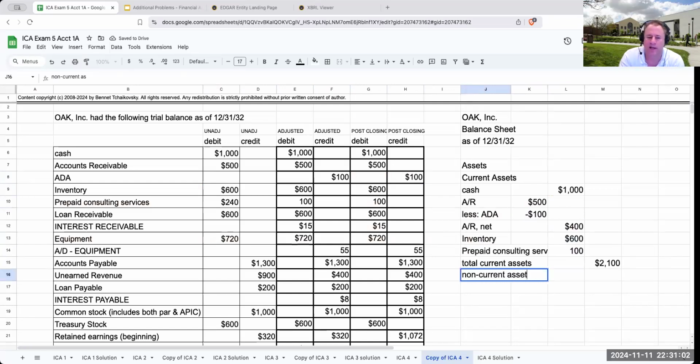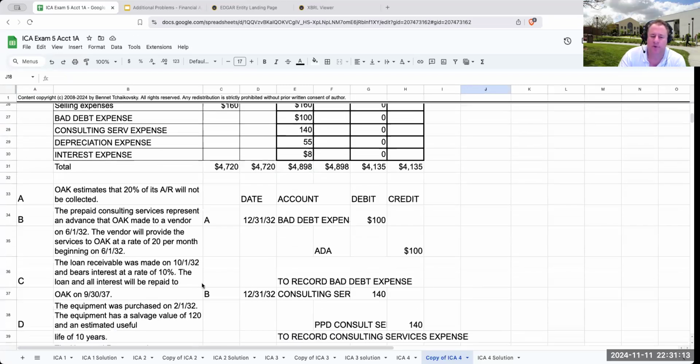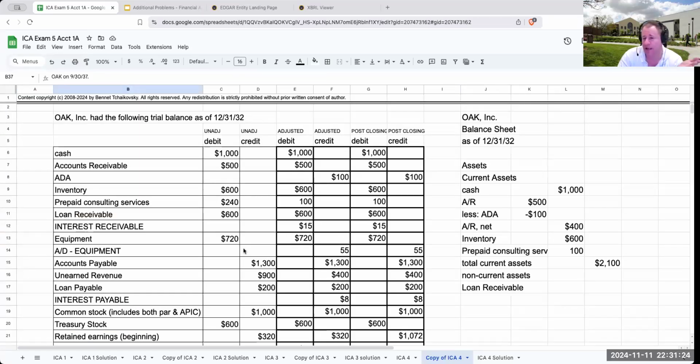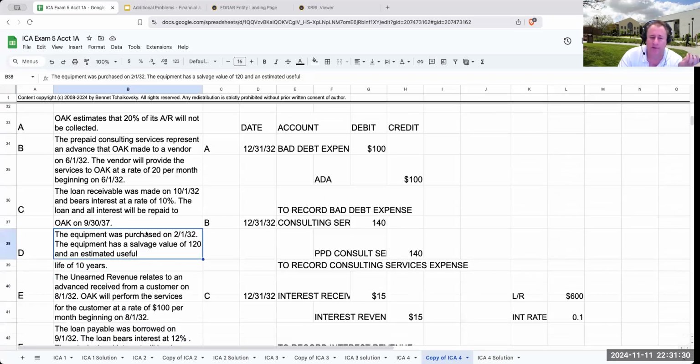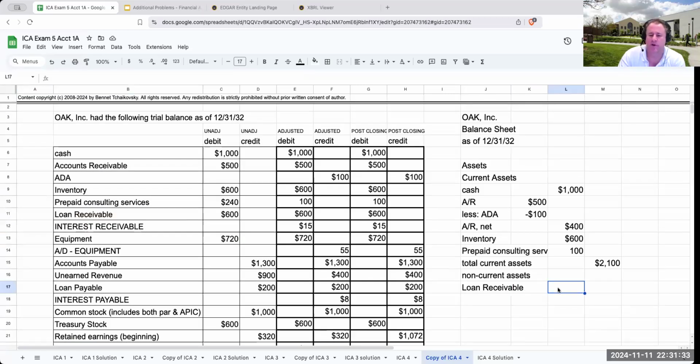My non-current assets will basically be my loan receivable. Now we get to the loan receivable. What does it have to be? For the loan receivable to be non-current, it has to be a year beyond the balance sheet date. So if this was due by 12/31/33, it'd be current. But in this case over here, it is not, right? This is due 12/9/30/37. So over here, my loan receivable is going to be at 600. My interest receivable will be at 15.